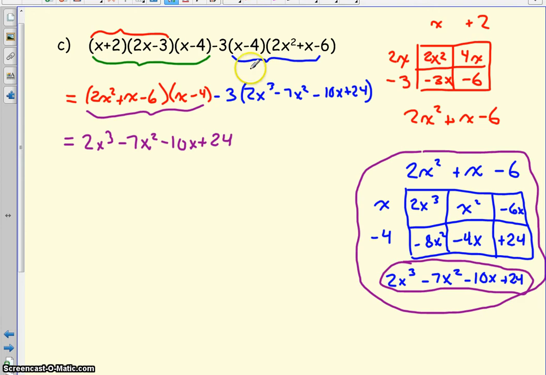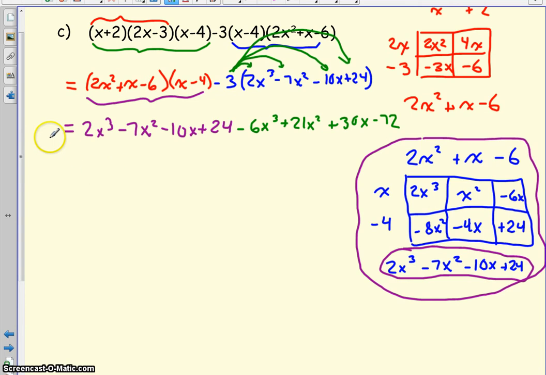Okay, and here I'm going to do this multiplication. So minus 3 gets distributed into this entire bracket right here to every single term. So that's going to give me minus 3 times 2x cubed is minus 6x cubed plus 21x squared plus 30x minus 72.